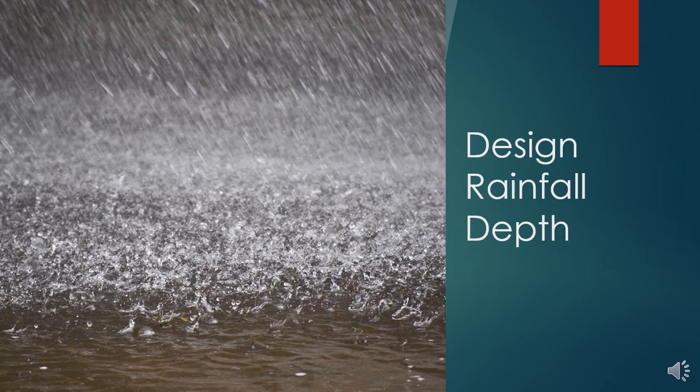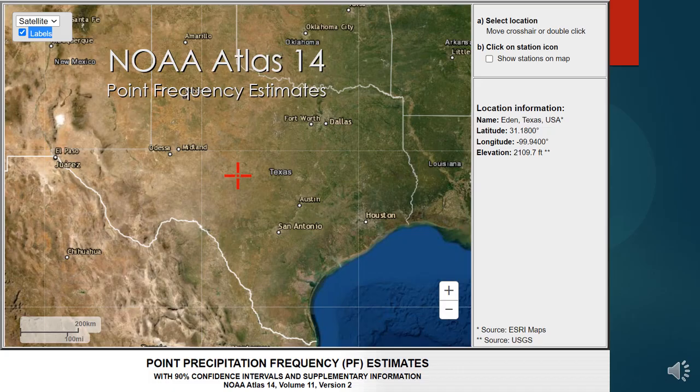To develop a design rainfall depth, the National Weather Service collects rain gauge data from around the country, thinks about it a long time, makes sure that the quality is correct, and then they put it through a fancy statistical analyzer, and they develop an interactive website called NOAA Atlas 14. This website provides us information about point frequency estimates for precipitation.